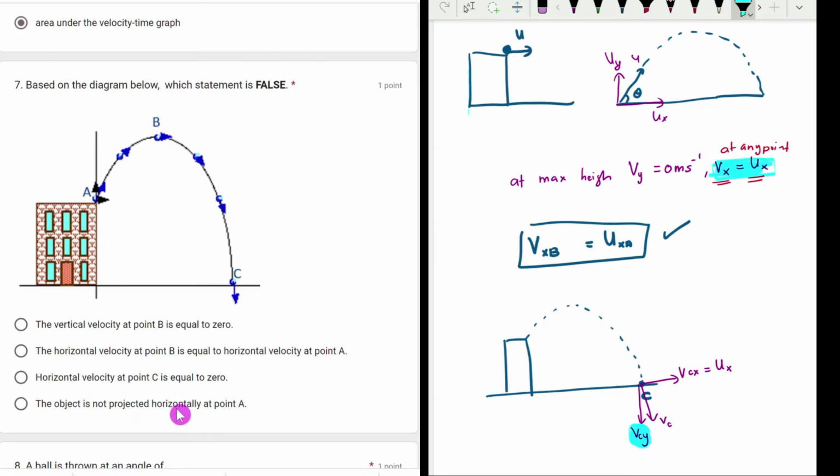Okay, and the last one, the object is not projected horizontally. Betul, ini bukan case projected horizontally. Alright, so the answer is C.